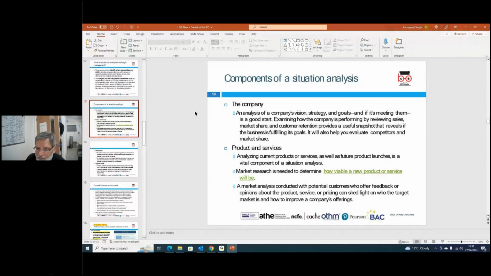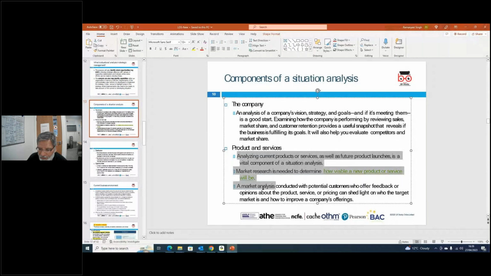The company itself depends on the vision and the mission and the strategy and the goals, and to what extent they are performing. Are they following their goals and objectives and mission, and are they looking at their broader aims and objectives? How are they doing? If you look at the situation, how are they doing their market research?